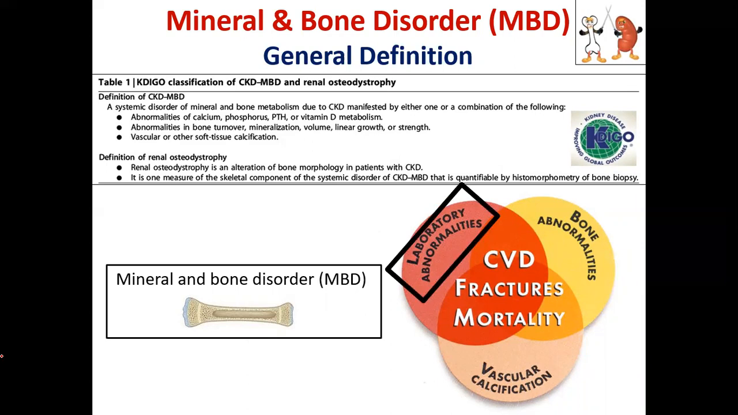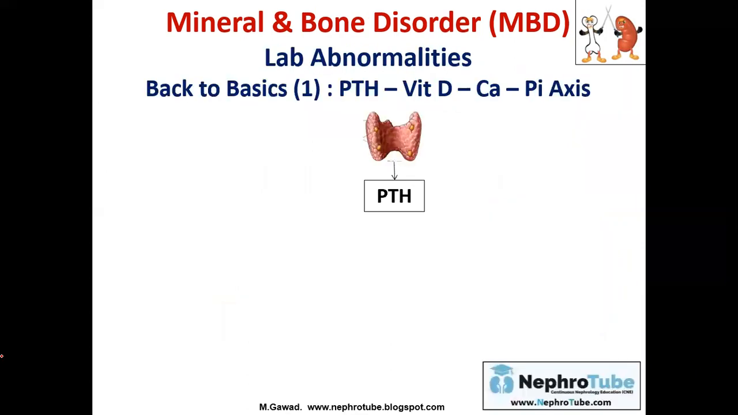Let's start with laboratory abnormalities. Back to basics before going through what is happening in CKD. What is the normal physiology of the PTH, vitamin D, calcium, phosphorus axis? Normally, we know that the parathyroid glands release PTH.